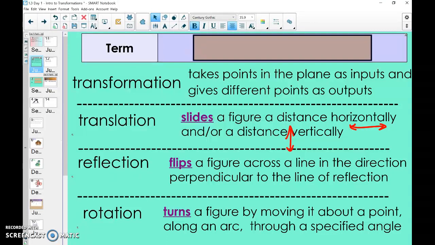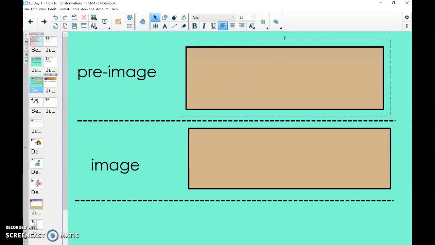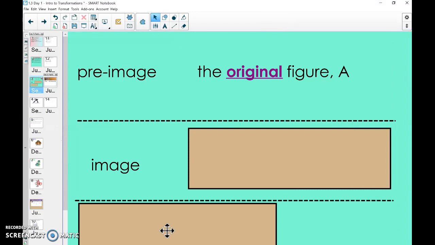The next thing we're going to talk about is knowing which one's the original and which one's the transformed image. So when you see the prefix pre, that usually means before or first, and that's the case here as well. Let's see if this will let me move. Come on. Click. There we go. Sometimes it's a little cranky and doesn't want to move on the screen.